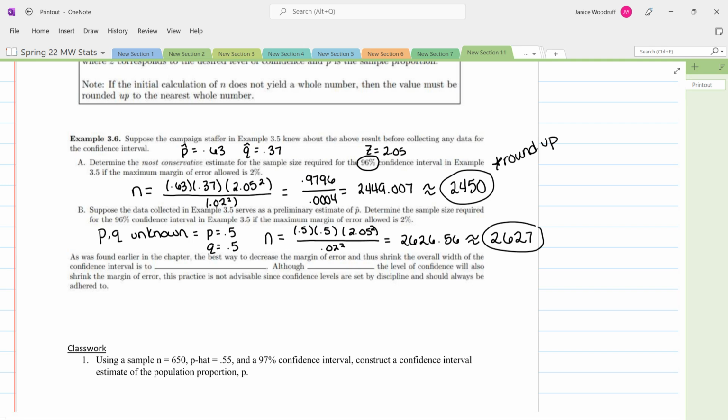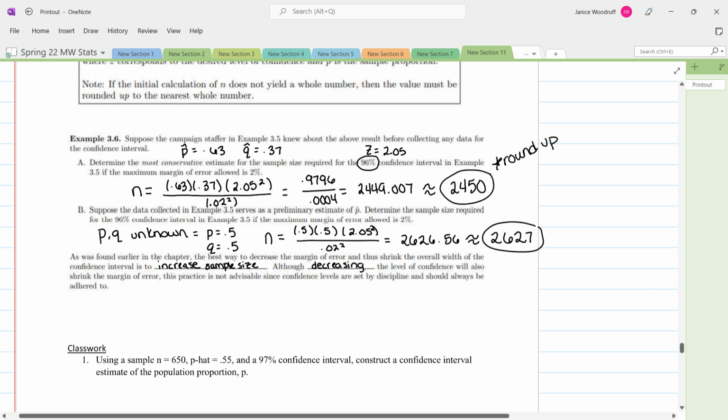As we found earlier in the chapter, the best way to decrease the margin of error and thus shrink the overall width of the confidence interval is to increase the sample size. Okay, although decreasing the level of confidence will also shrink the margin of error, this is not advisable since confidence levels are set by discipline. Remember we talked about the medical level of confidence, and it should always be adhered to. Right.